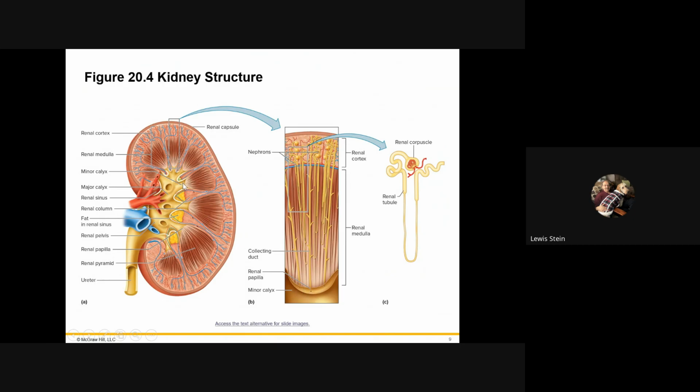Remember that. They form into these larger, effectively funnel-like openings called the major calyx. Calyces is the plural. They feed into something called the renal pelvis, and that is the opening for the funnel known as the ureter. That's really what it is.